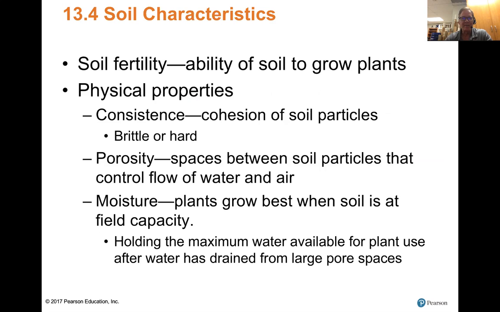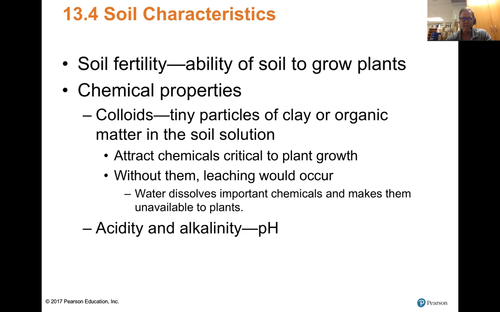So soil can be brittle or hard. It has a consistency, the ability of the soil particles to be cohesive. You want to know the porosity, the spaces between soil particles, because that controls the flow of water and air. And then moisture, because plants grow best when soil is at its field capacity. Okay, and then you have chemical properties as well. Certain chemicals will attract other chemicals that are critical to plant growth.